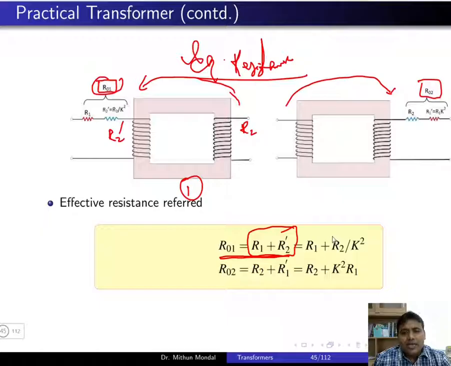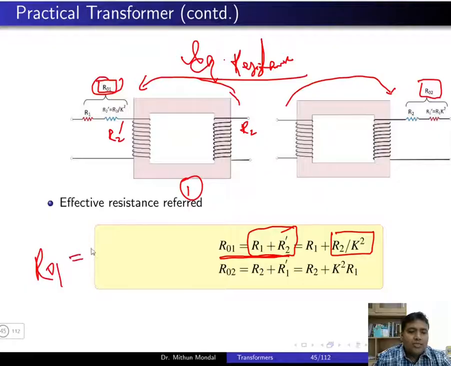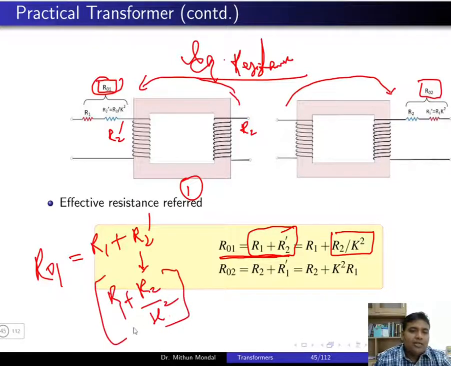And R2 dash can be written as R2 by K square. So your total resistance R01 is equal to R1 plus R2 dash, and this R2 dash you can write as R2 by K square, with R1 remaining constant. So you will get the total resistance R01 on the primary side of the transformer.